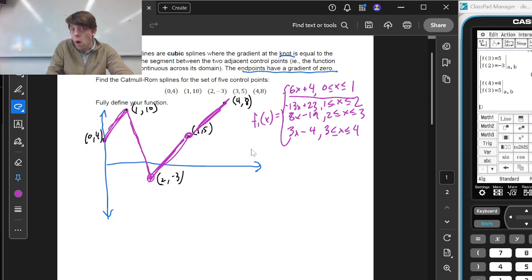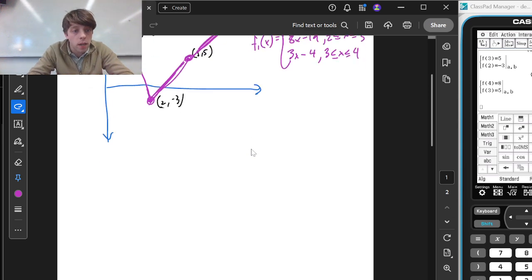Although it is continuous, at each of these endpoints, for example, this first line here, if I sub in 1 into that equation, I'm going to get 6 plus 4, which is equal to 10. And if I substitute 1 into this second equation here, I'm going to get -13 plus 23, which is also equal to 10. So at each of these endpoints, so that's this point here, 1, 10, so it lies on that curve. At each of these endpoints, we have continuity, so the lines are continuous, but they are not smooth. So we're going to try and fix that.